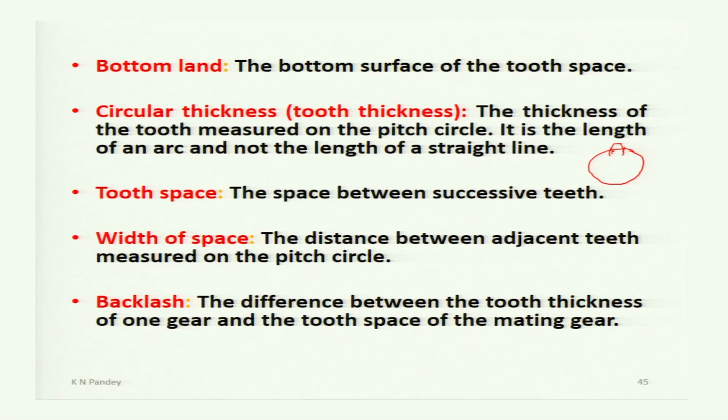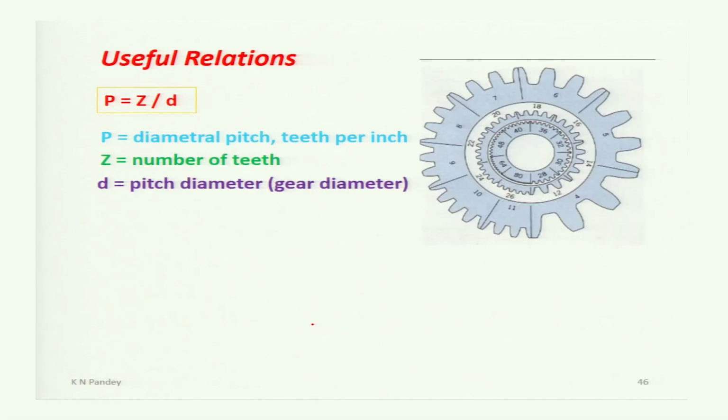Now tooth space is the space between successive teeth. This is the first tooth, and this is the second tooth. Then this space is the tooth space along the pitch circle. Then width of space is the distance between adjacent teeth measured on the pitch circle. So this is your width of space. Then backlash is the difference between the tooth thickness of one gear and the tooth space of the mating gear.